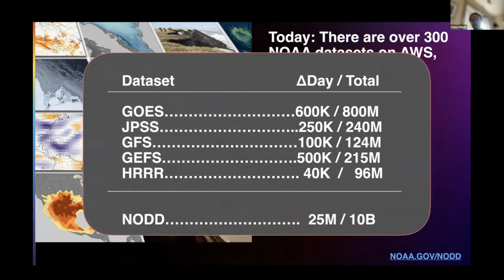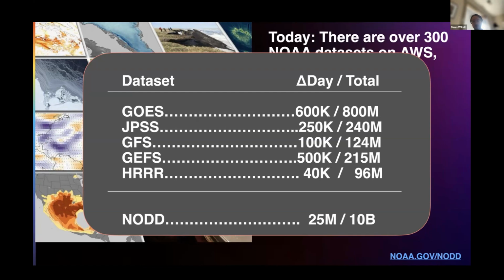Here are some of the most popular and some of the largest ones. And what we have here is numbers of objects. So for the GOES geostationary satellite data, we get approximately 600,000 new data objects a day, and currently have over 800 million of them.